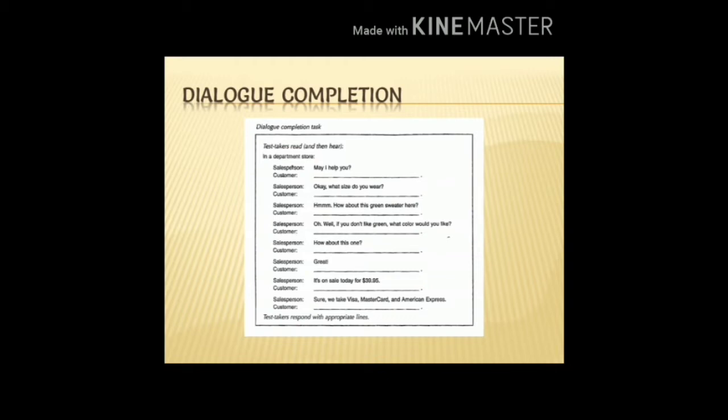Next, dialogue completion. Here is an example of a dialogue completion. Remember that the speaker responds by speaking, not writing. So they read, and it's a short answer in speaking. For example, okay, may I help you? And the answer is, yeah, please. I think you understand, guys.